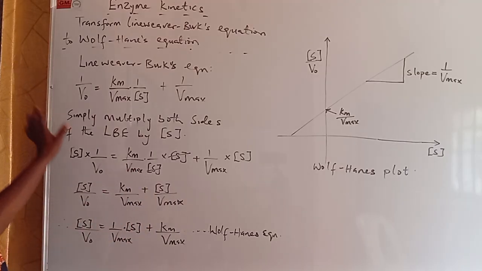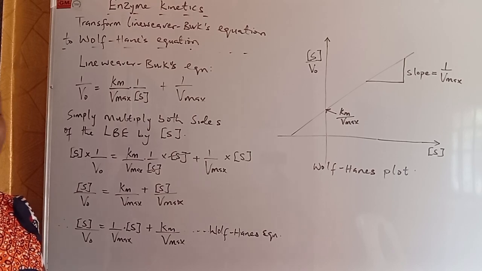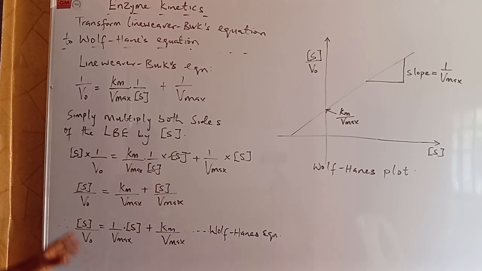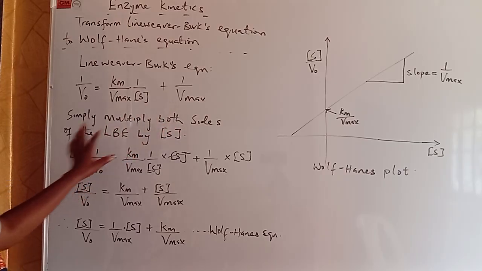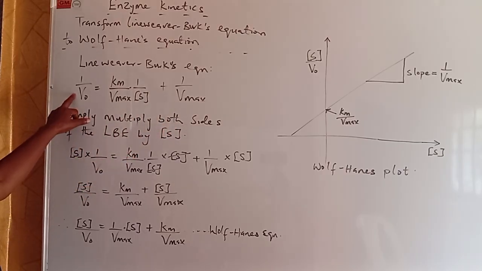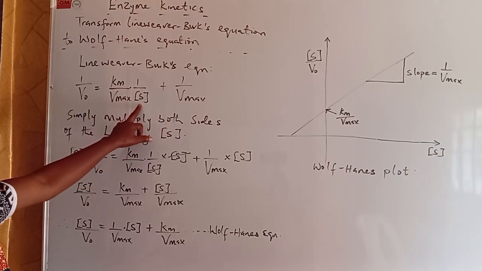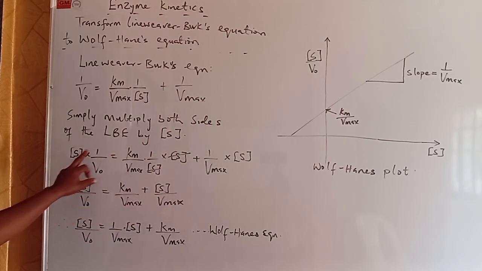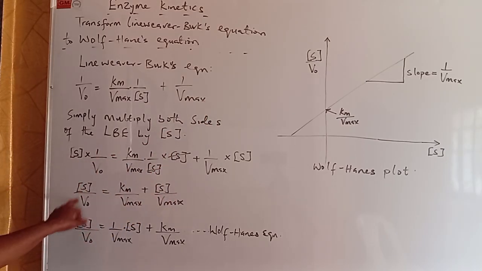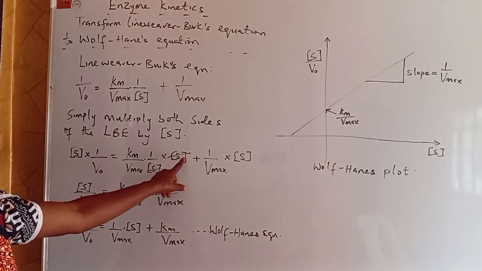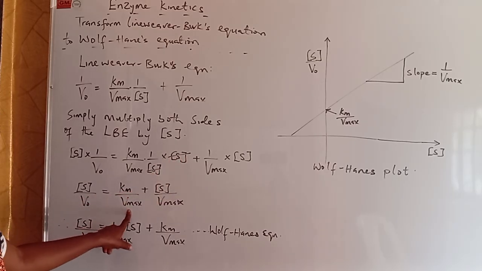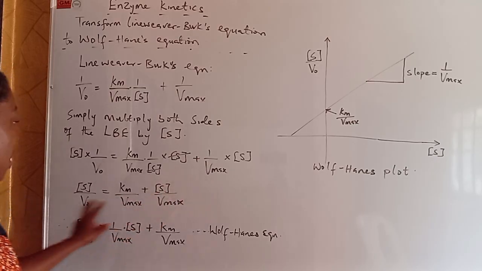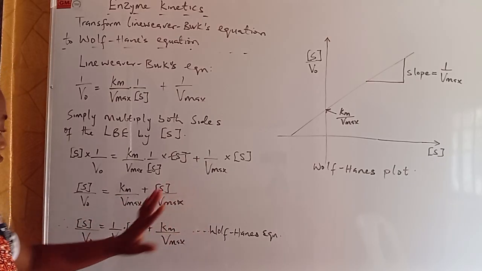Just a simple step. Multiply both sides of the Lineweaver-Burk equation by substrate concentration. So this is the Lineweaver-Burk equation. Multiply this by S, multiply this by S, substrate concentration, and this. So we have it here. This takes the numerator and becomes this. Substrate concentration cancels, so we have Km over Vmax left here, and then S takes the numerator for this. So this becomes the new equation.